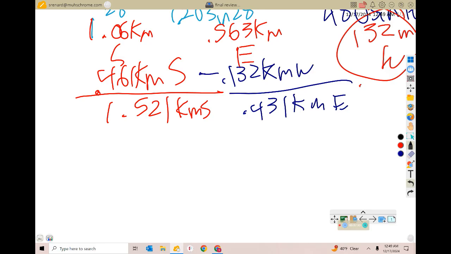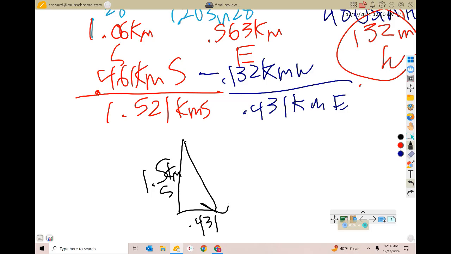So now, that's step 2, right? We add and subtract the component parts. Step 3 is we use that to build a triangle. So we know we want 1.5 kilometers to the south, 0.431 kilometers to the east. And what we're looking for now is this vector. So we need to know how long it is and what its angle is.